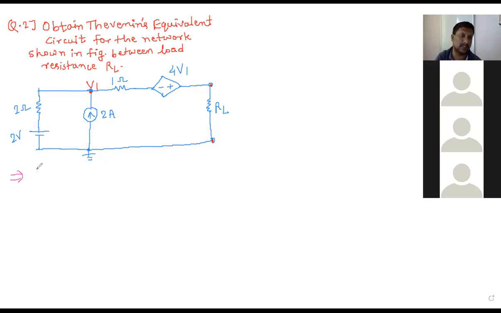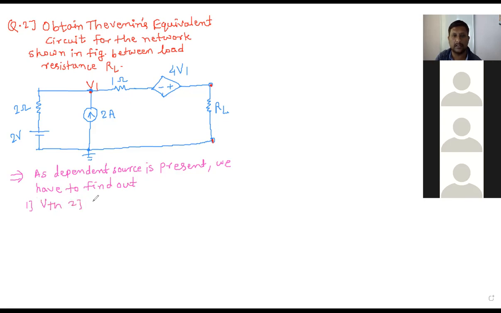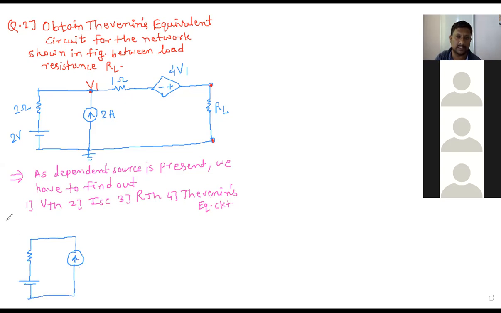So I will start now. As a dependent source is present, we have to find out first VTH, second ISC, third RTH, and fourth Thevenin's equivalent circuit. So my first task is what? You have to open the two terminals A and B and find out the VTH. So first I am starting to calculate VTH.